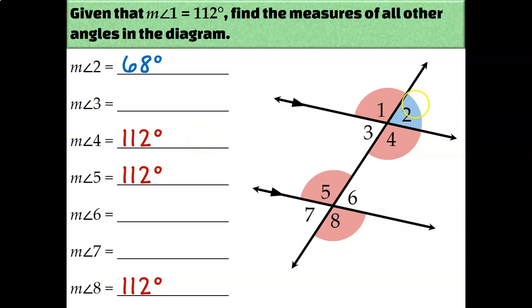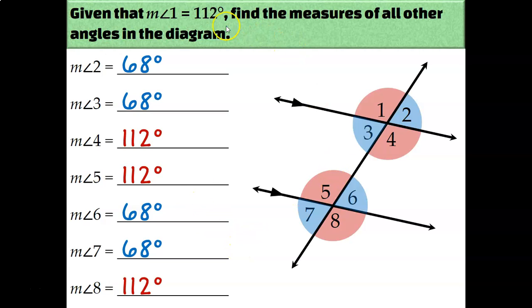Well, now that I know that angle 2 is 68 degrees, I can say that angle 3 must also be 68 degrees, because they're vertical angles. And I can say that angle 6 is also 68 degrees, because, well, there's a couple ways: because angle 3 and angle 6 are alternate interior angles, so they must be congruent, or because angle 2 and angle 6 are corresponding angles, so they must be congruent. And last but not least, angle 7 must also be 68 degrees, either because angle 6 and angle 7 are vertical, or because angle 3 and angle 7 are corresponding, or because angle 2 and angle 7 are alternate exterior angles. There's a lot of angle pair relationships that you can use to get to each of these answers.